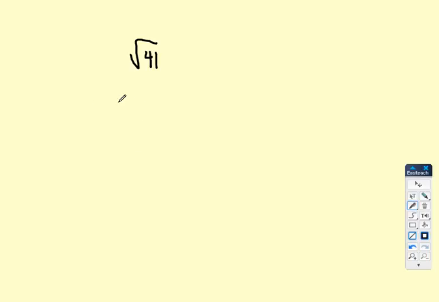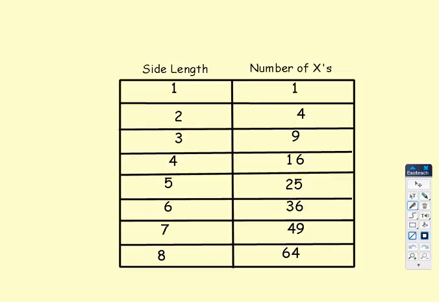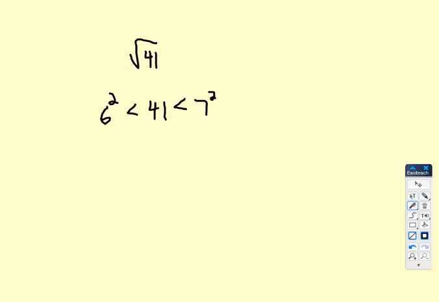If we remember, that was between 6 squared and 7 squared. I can look back at this table. 41 is right here in between 36 and 49, which is between 6 squared and 7 squared. So to come up with an approximation, I'm going to say that the square root of 41 is approximately 6 and something. I know 6 squared is 36, so 41 is after that. I can find out what that something is by saying 41 minus 6 squared.